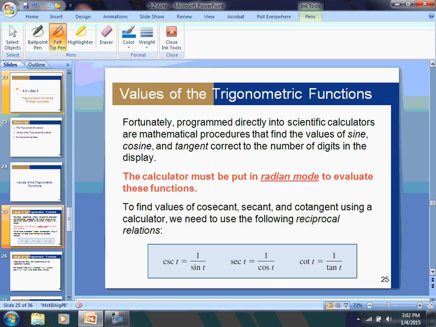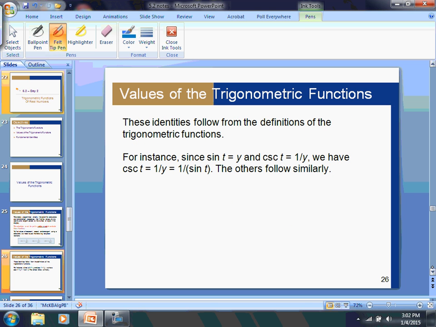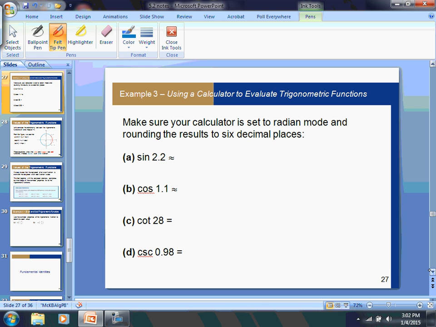To find the reciprocals, you have to do 1 over sine, or 1 over cosine, or 1 over tangent. Or you could do cosine divided by sine for cotangent. Okay? So when you're trying to find those, you have to do some division. And that's what we just talked about. So let's try this out on your graphing calculator.